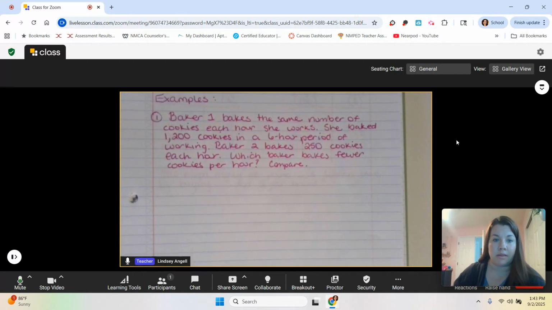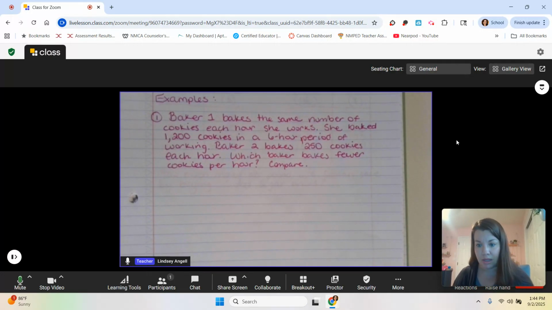Number 1, Baker 1 bakes the same number of cookies each hour she works. She baked 1,200 cookies in a 6-hour period of working. Baker 2 bakes 250 cookies each hour. Which baker bakes fewer cookies per hour? Compare. So the first thing we want to do, and most of the time what you're going to do, is find what is their unit rate, what is their constant of proportionality, so that we can accurately compare them.